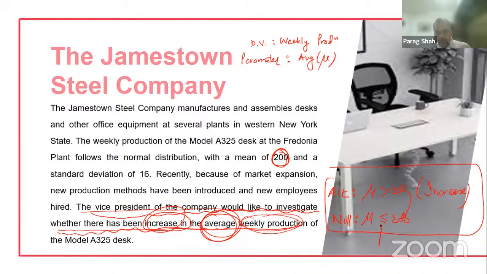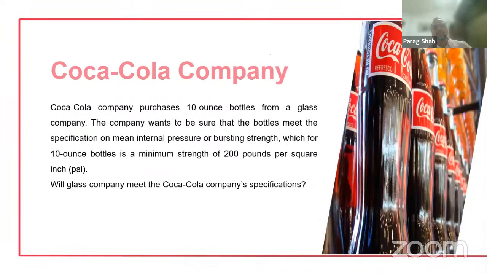Because the equal to sign was here. And the null hypothesis should always have an equal to sign. So this is my null and this is my alternative. Are you clear, a little bit? I have taken 4 or 5 case studies, don't worry. Take the next one.